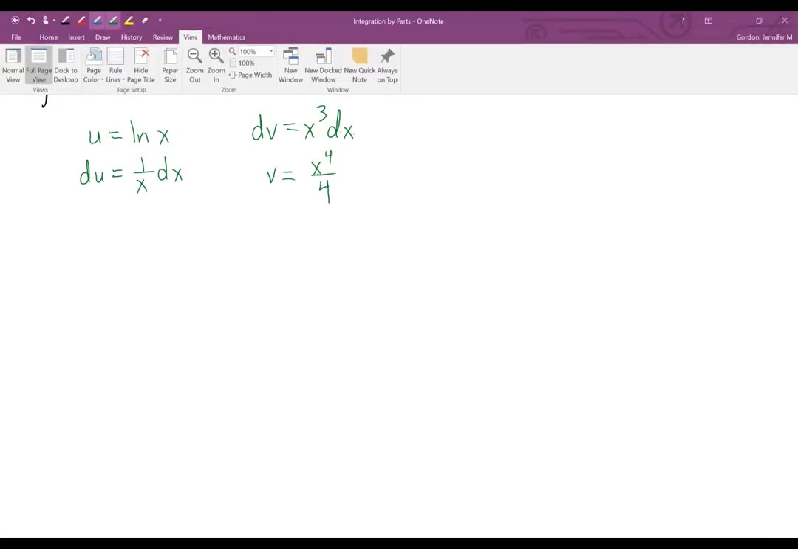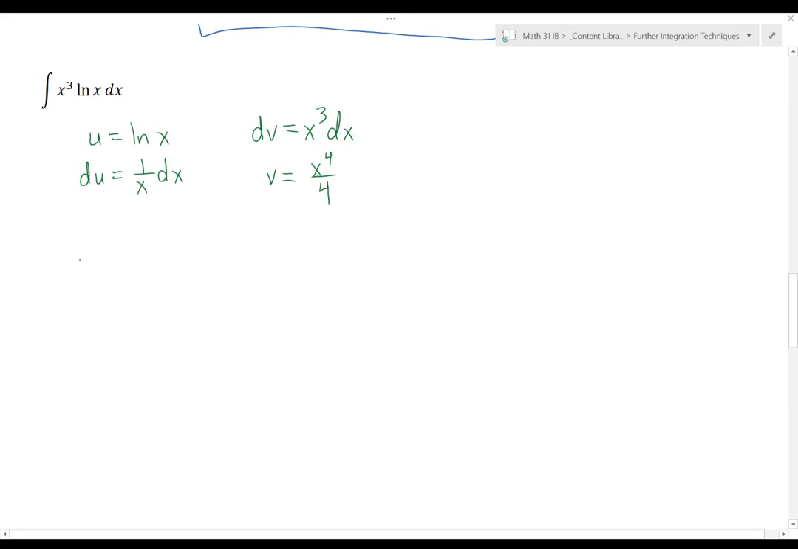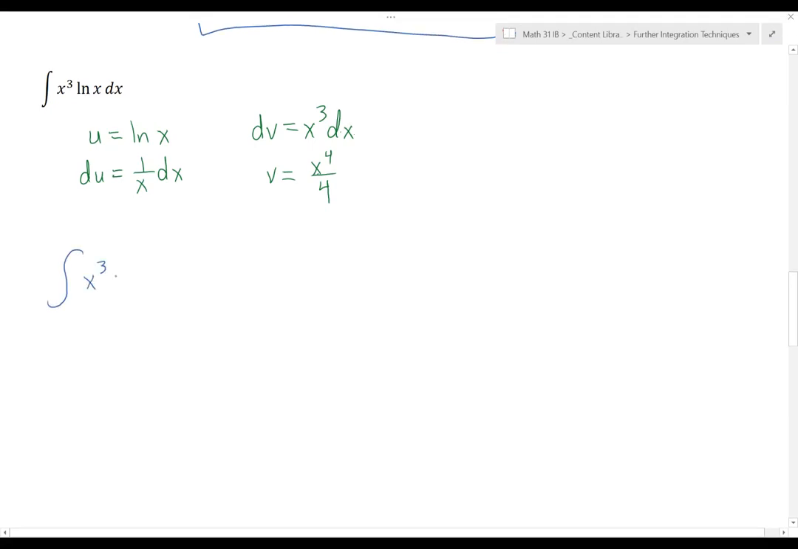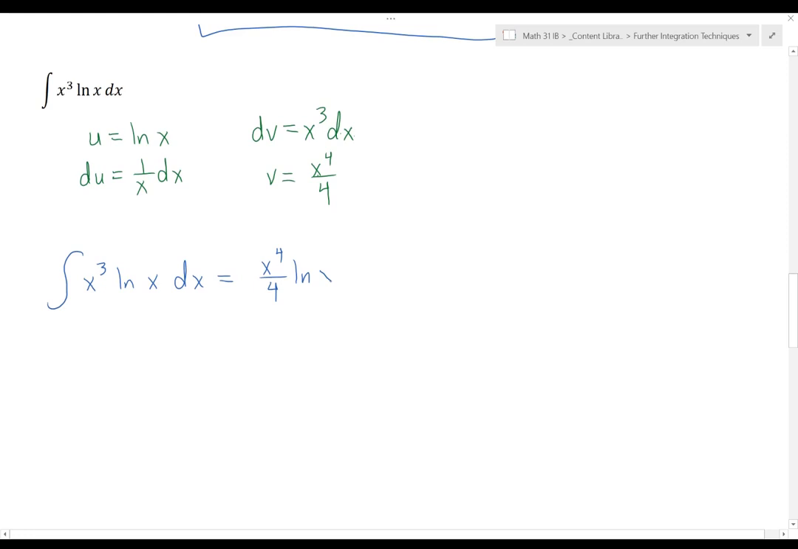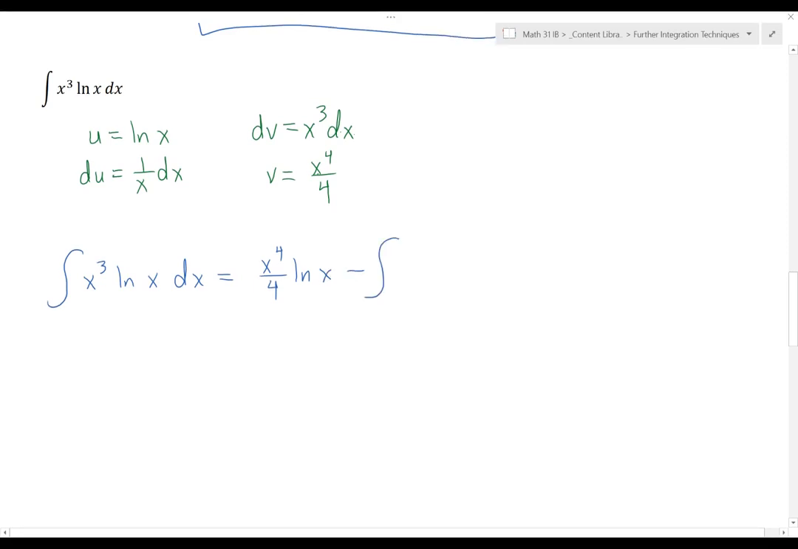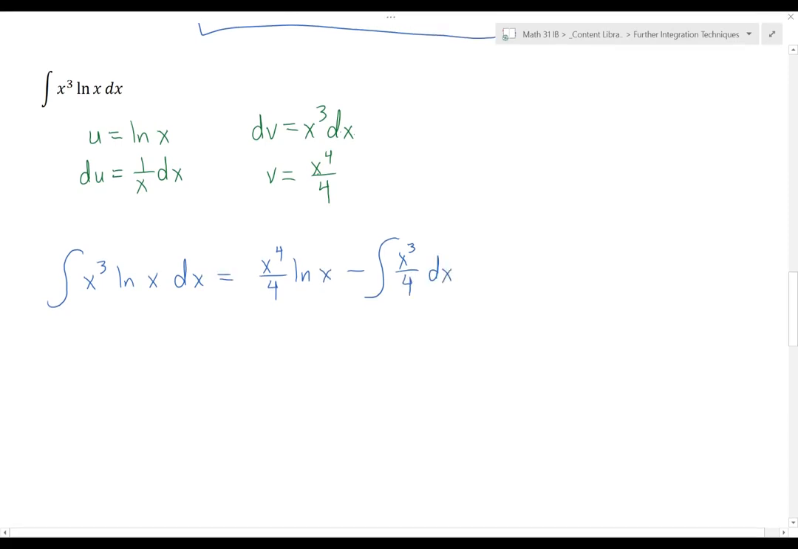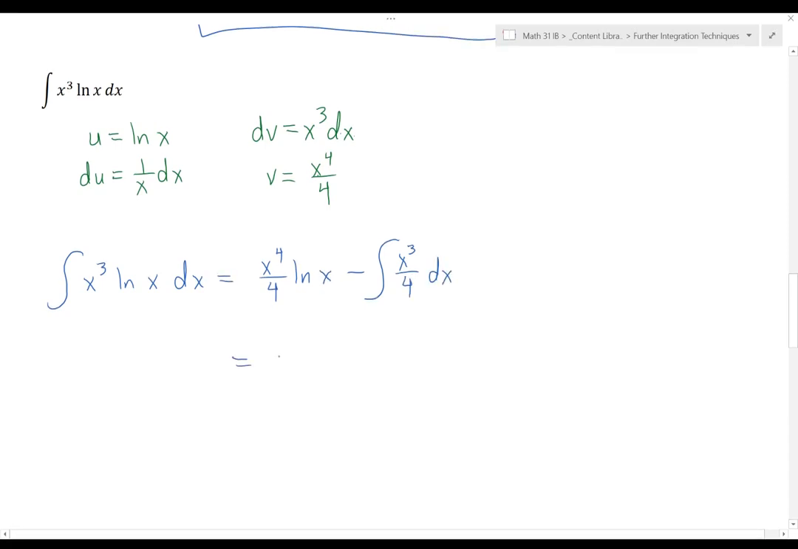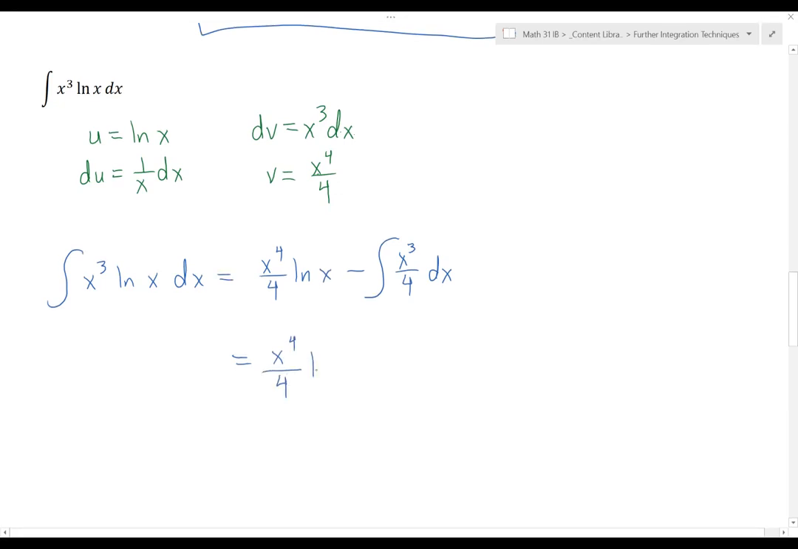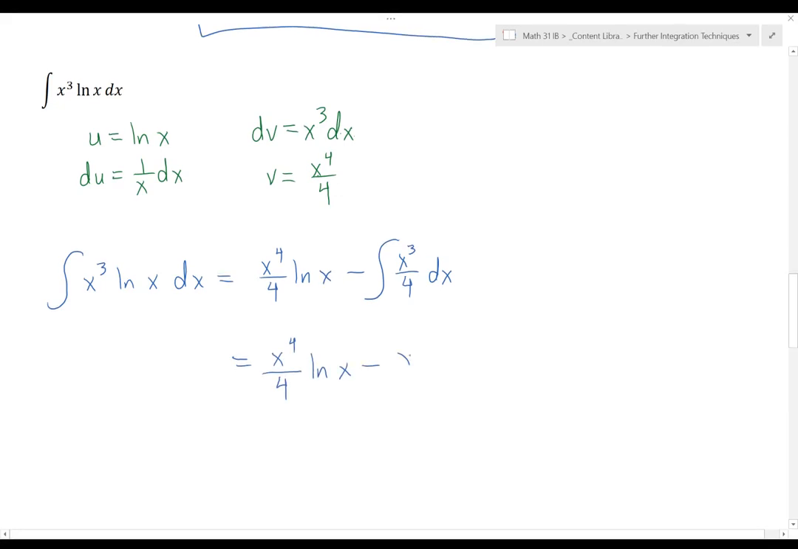So now when I put this into the integration by parts formula, I get that the integral of x cubed ln of x dx is equal to x to the power 4 over 4 times ln of x minus the integral of the product of v and du. So when I multiply 1 over x times x to the power 4 over 4, I get x to the power 3 over 4 dx, which is just a power that I can integrate. So I have x to the power 4 over 4 ln of x minus x to the power 4 over 16 plus c.